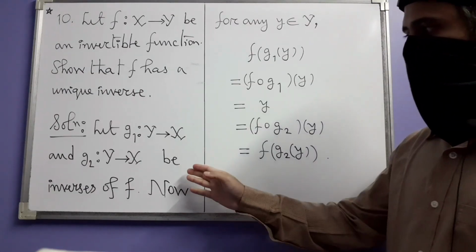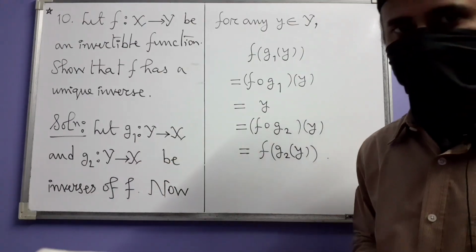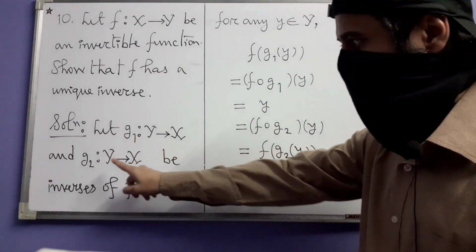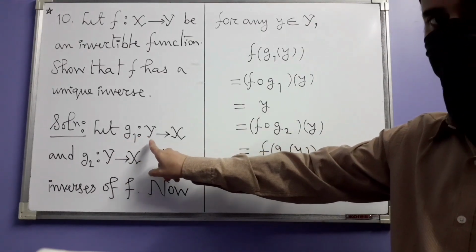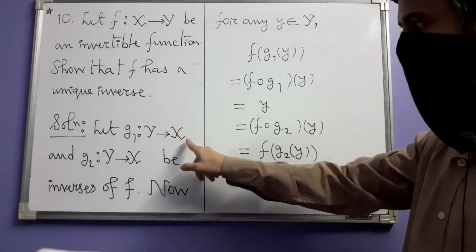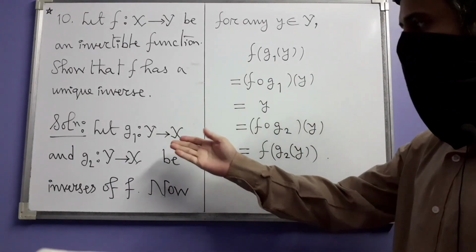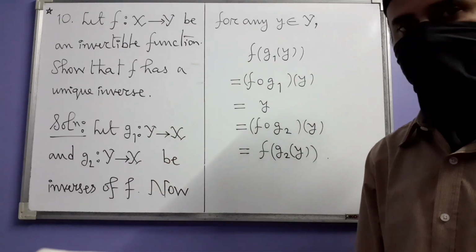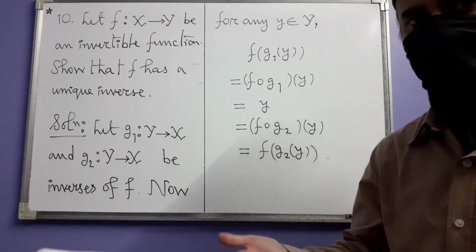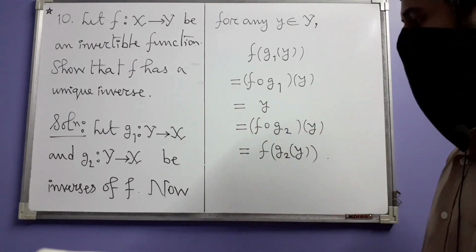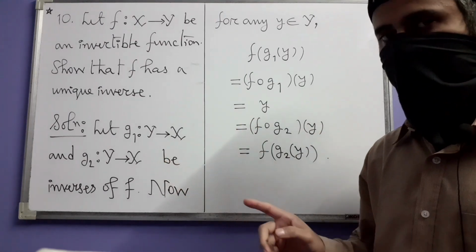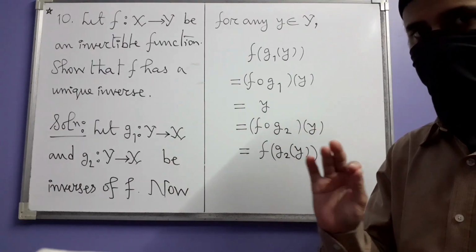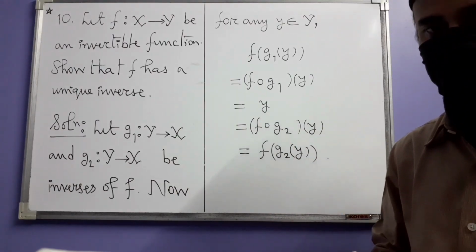We start the solution by assuming two inverses of f, g1 and g2, both of which of course will have Y as their domain and X as their codomain. So let these two functions be inverses of f. And what is our aim? Our aim now is to prove that g1 and g2 are equal as functions.